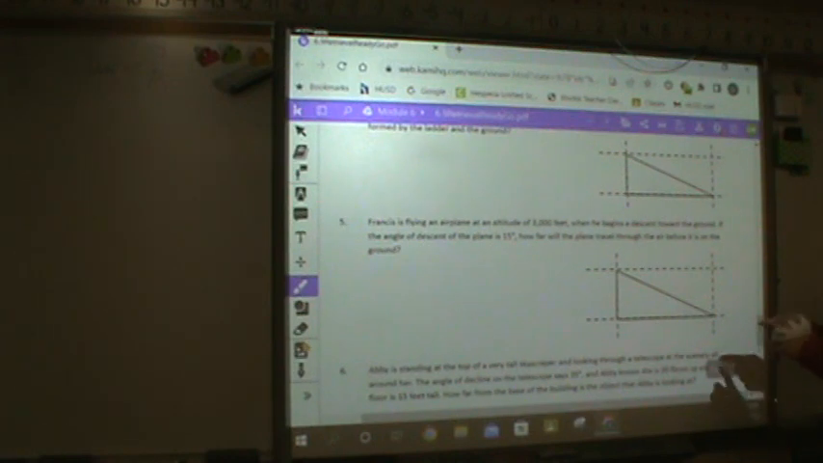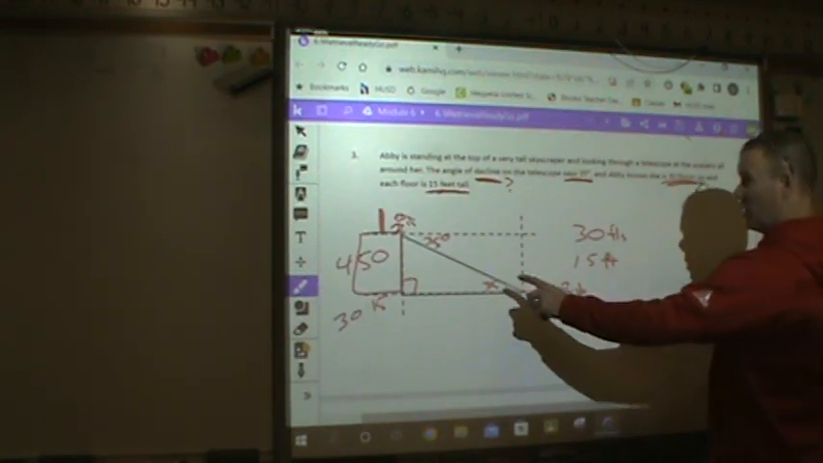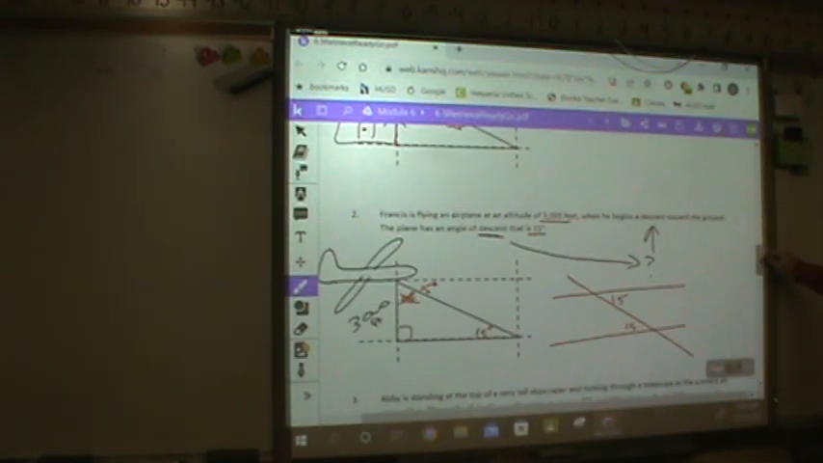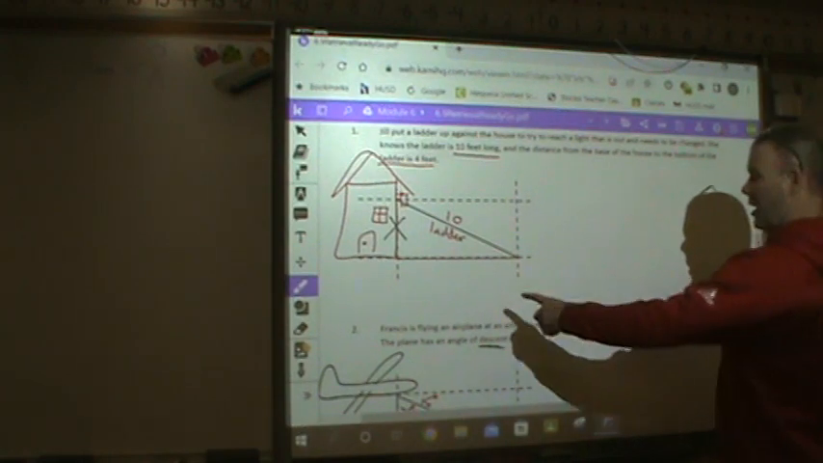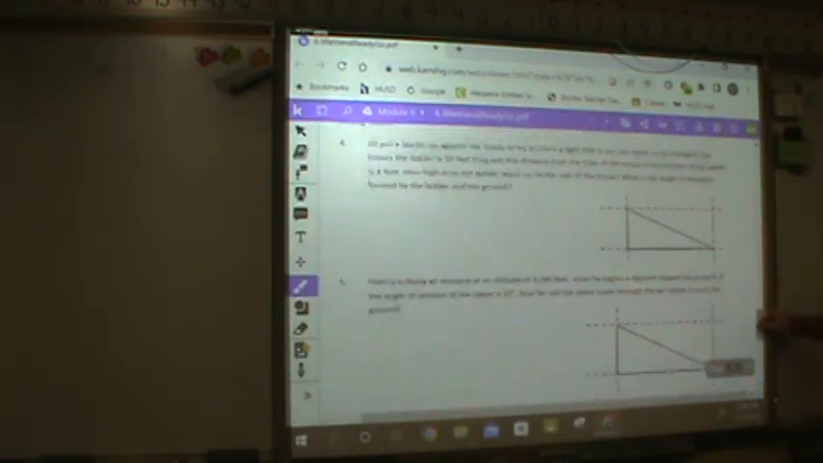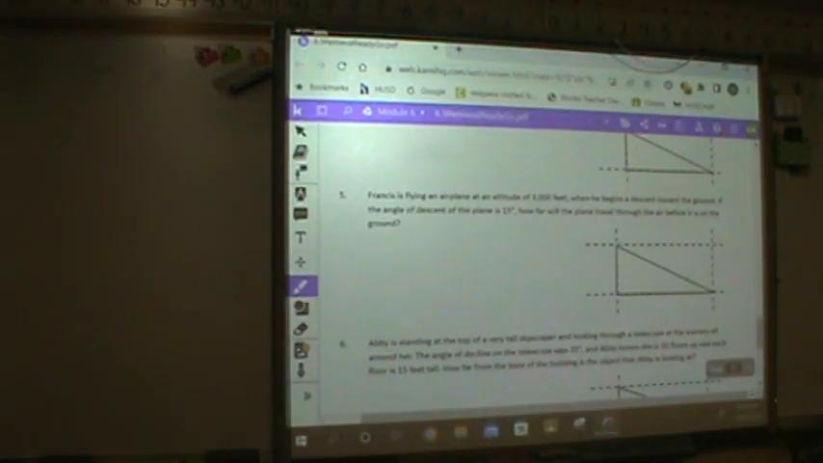Now, for here, you need to find out which trig function to use, because in number 3, we use trig. In number 2, we'd use trig. In number 1, I would use Pythag. You could use trig, but I'd use Pythag. So anyway, that was your goal with 4, 5, 6, and 7. So work on that. Bring your questions to class.